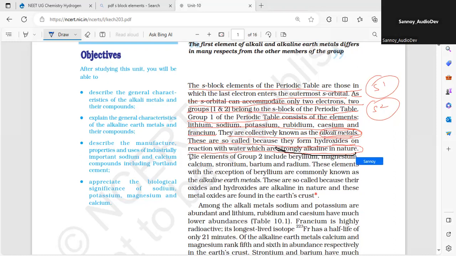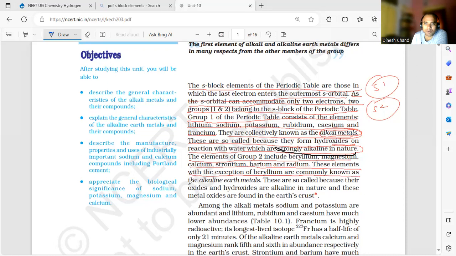The elements of group 2 include beryllium, magnesium, calcium, strontium, barium, radium. These elements, with the exception of beryllium, are commonly known as alkaline earth metals. These are so called because their oxides and hydroxides are alkaline in nature, and these metal oxides are found in the earth crust. Are you able to understand this point? Yes. Okay, thank you.